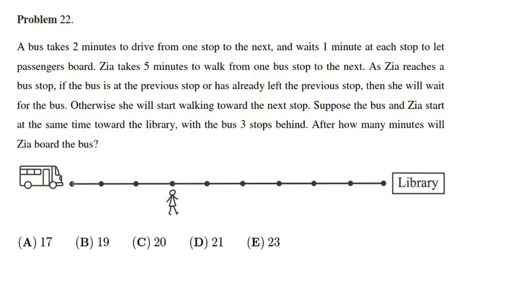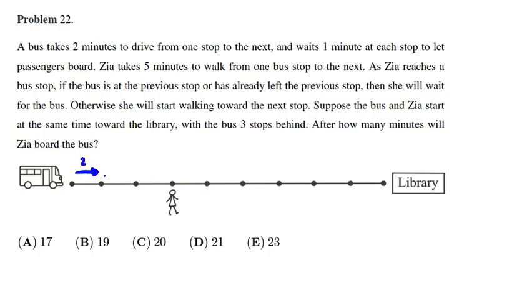3 stops behind. Like first, second, third. So 3 stops behind: 1, 2, 3. After how many minutes will Zia board the bus? Okay, so we know Zia is here, see this one. Because the bus is not here, and it says if the bus is at the previous stop or has already left the previous stop, here it is not, so she starts to walk.